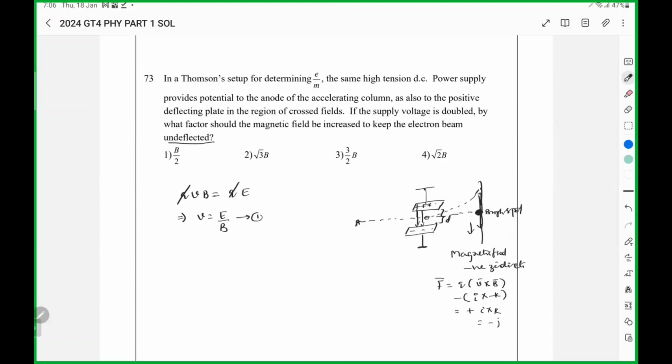Once external voltage V is applied, because of that the electron gains a velocity. Here V is potential difference, here v is velocity. e by m here is v square by 2V. So E square by B square into 2V. When potential difference is applied, so here it is V square by D square B square into 2V. V by 2 B square D square.